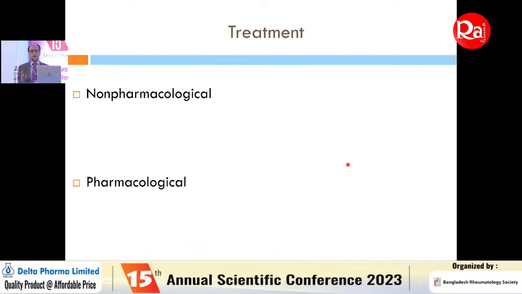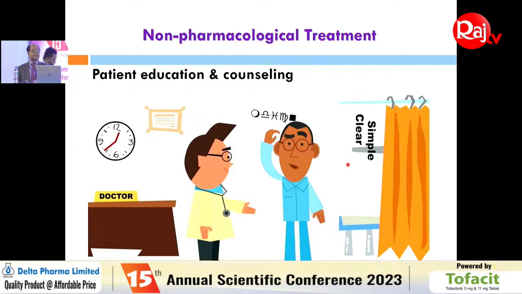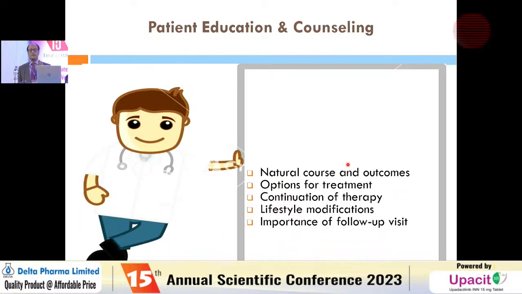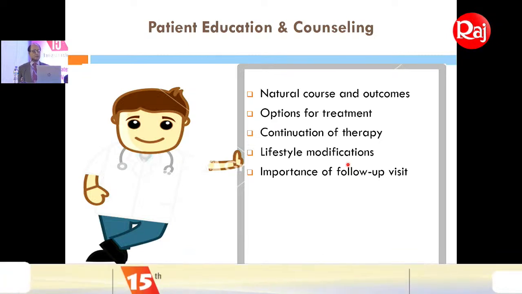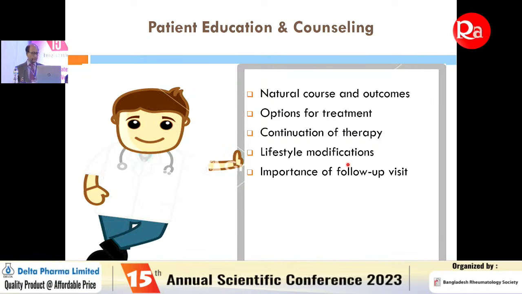So treatment has got two parts. One is non-pharmacological and another one is pharmacological. And in this non-pharmacological treatment, patient education and counseling is very important. We must not forget, and this counseling should be very simple and clear. So we have to make every patient understand what is the disease, what is its natural course and outcomes, what are the options for treatment, and the importance of continuation of therapy.